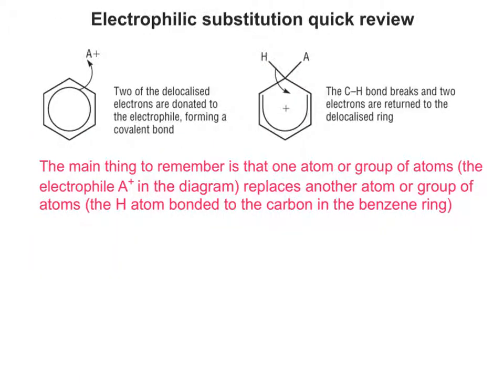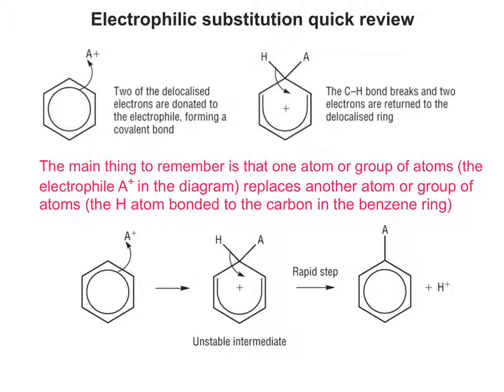So the main thing to remember in that it's a substitution reaction is that one atom or group of atoms, so in this case the electrophile A+, replaces another atom or group of atoms, in this case the hydrogen atom bonded to the carbon in the benzene ring. Which leads us to our generic mechanism at the bottom that can be applied across several different electrophiles. So what I'd like to try now is I'm going to put a tick by all the places you get marks for, see if you can work out what the marks are actually given for.